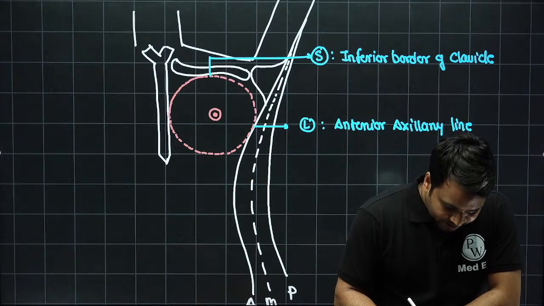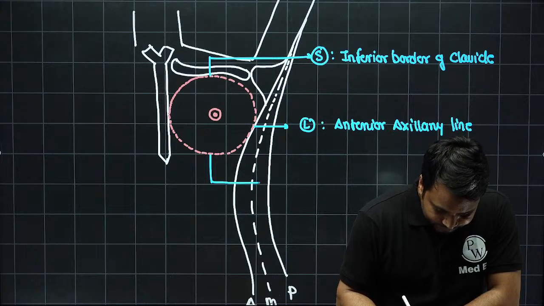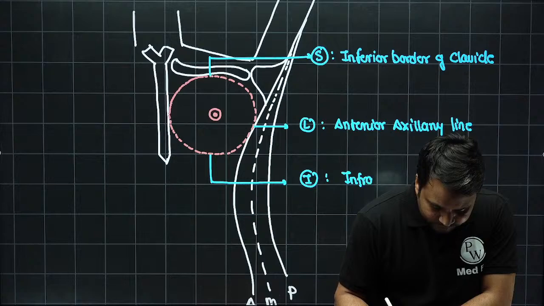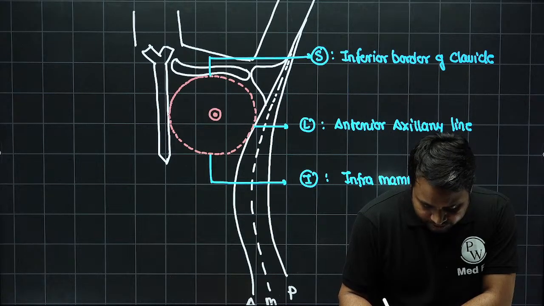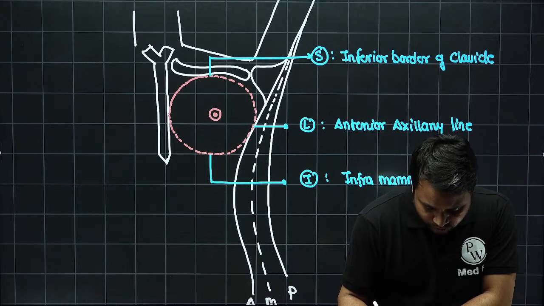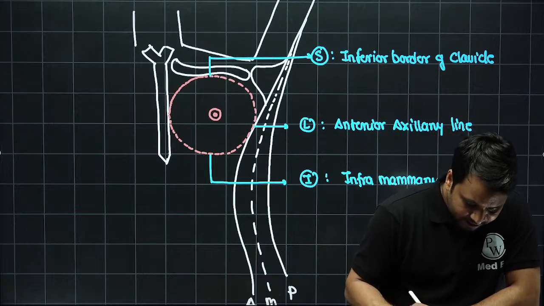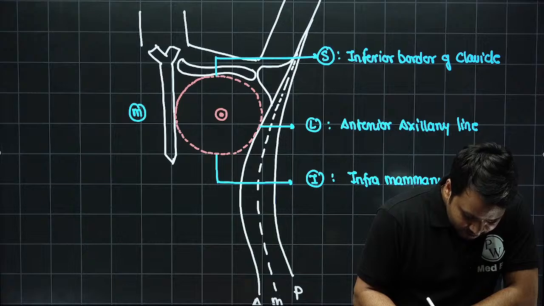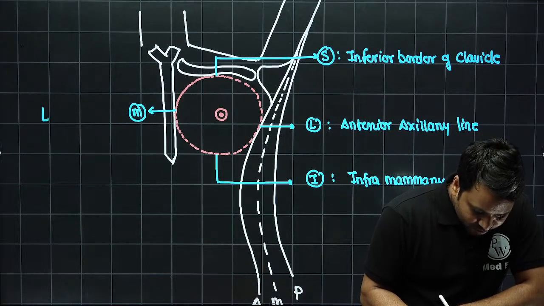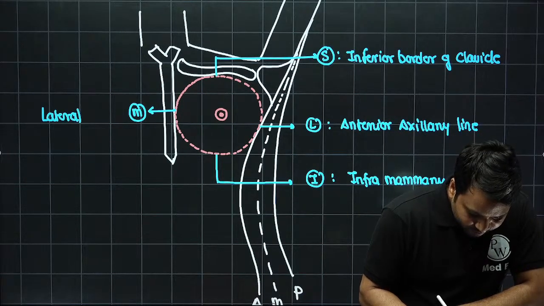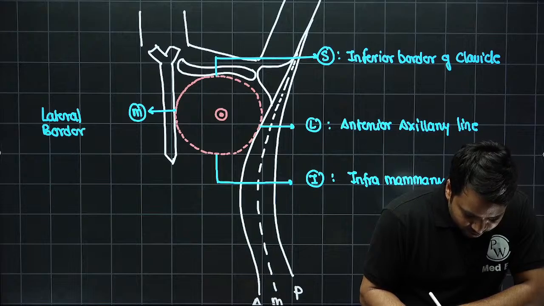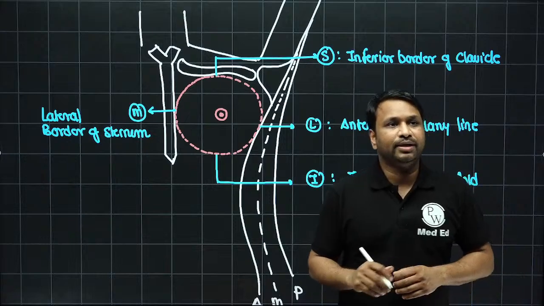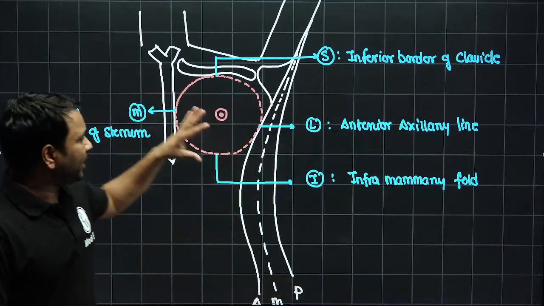Then you have the inferior extent. The inferior extent is formed by the inframammary fold. And the last one that you have is the medial extent of the breast. When you look at the medial extent of the breast, it is formed by the lateral border of the sternum. So this is the true extent of the breast.